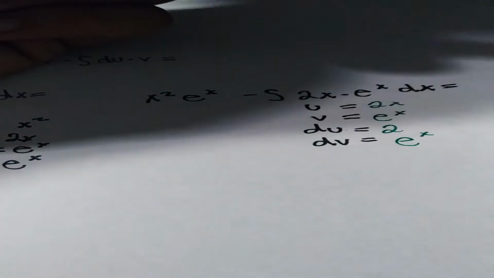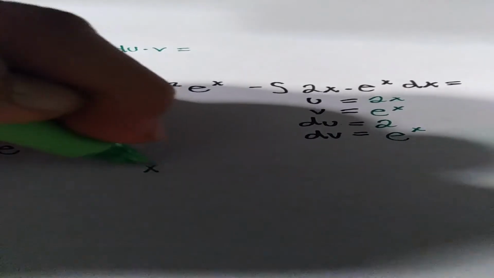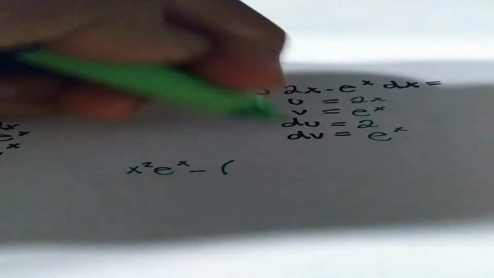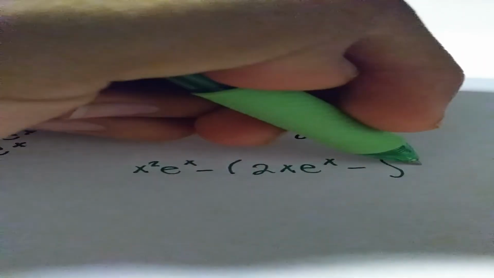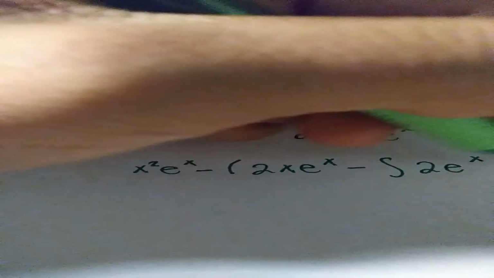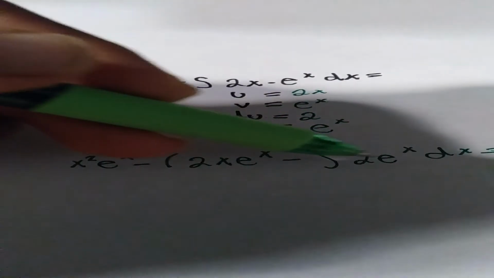Integral of e to the x is always e to the x, because the derivative of e to the x is always e to the x. So knowing all this, I'm going to go ahead and say x squared e to the x minus parentheses uv, 2x e to the x, minus integral of v du, 2e to the x dx. Well, again, now we can integrate this.